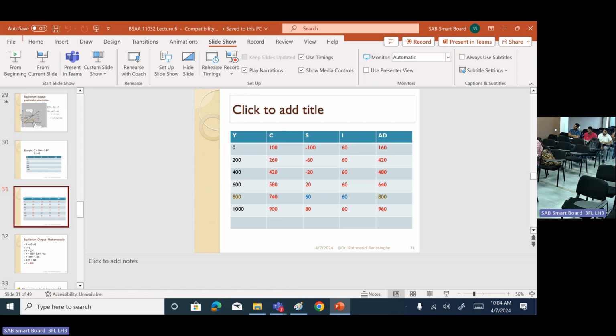This is the aggregate supply, and the aggregate demand. Aggregate supply is somewhat stable at initial levels, right? And then it becomes upward sloping after a certain level. That means this is the full employment. Normally it becomes upward sloping, right?